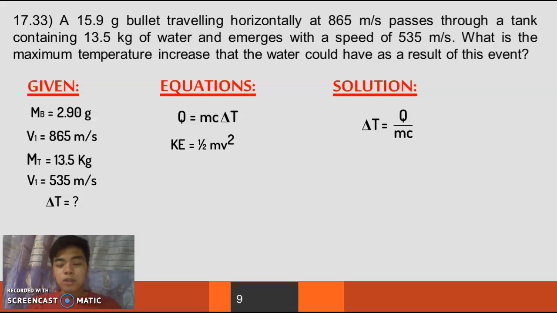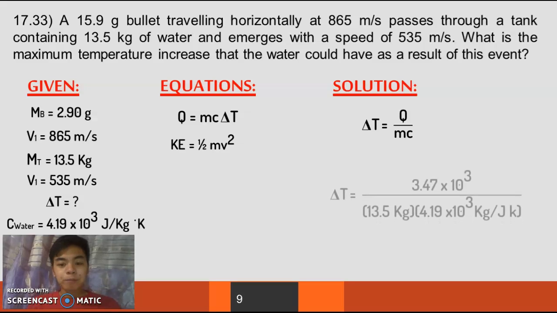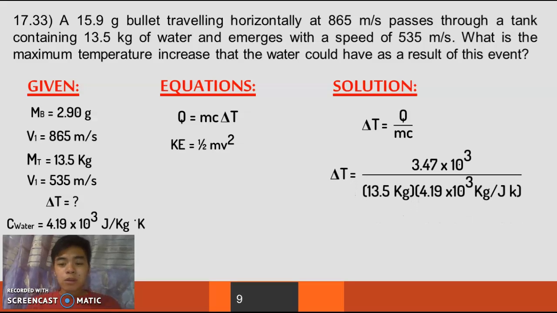So our change in temperature is equal to Q over mc. We just played with the formula in order to get this. So it is said that the specific heat of water is 4.19 times 10 to the 3 joule per kilogram Kelvin. So now we have this, so let's substitute our gathered data.